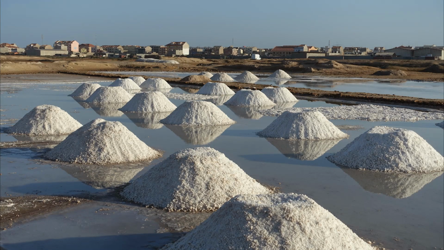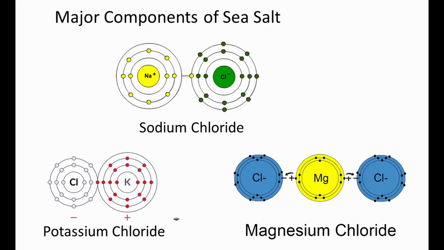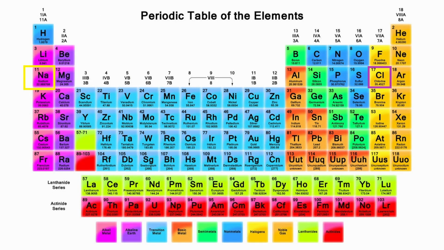Sea salt is composed predominantly of sodium chloride, but will also contain various amounts of other salts, including potassium chloride and magnesium chloride. These other salts are also ionically bonded. If we look just at sodium chloride, we see that sodium, Na, is a first column element, meaning it has one valence electron in the 3s shell.